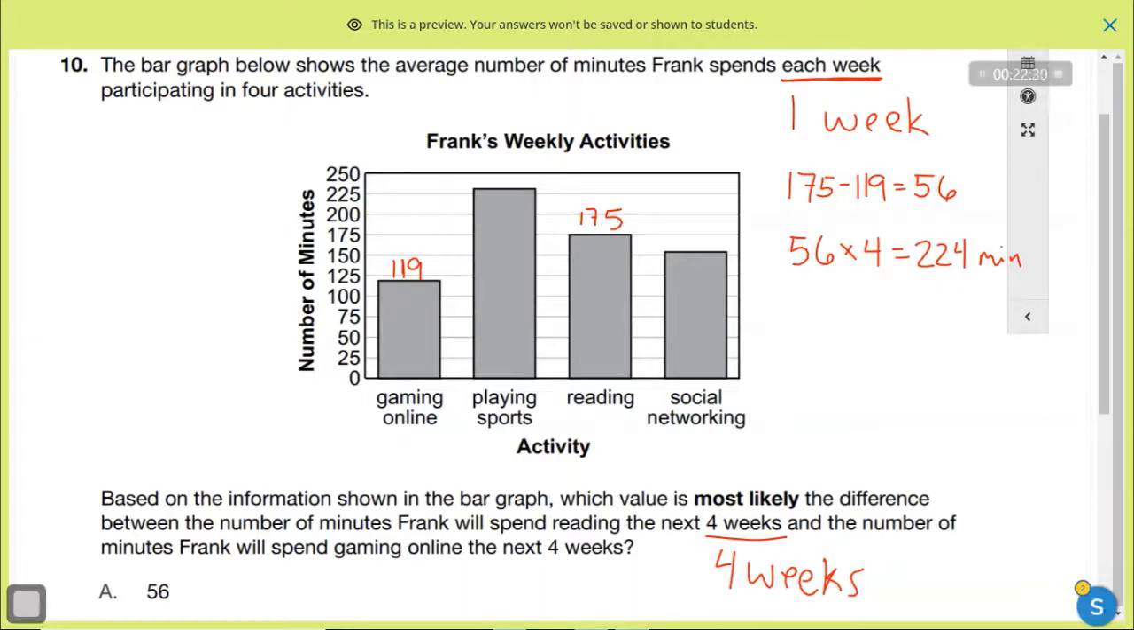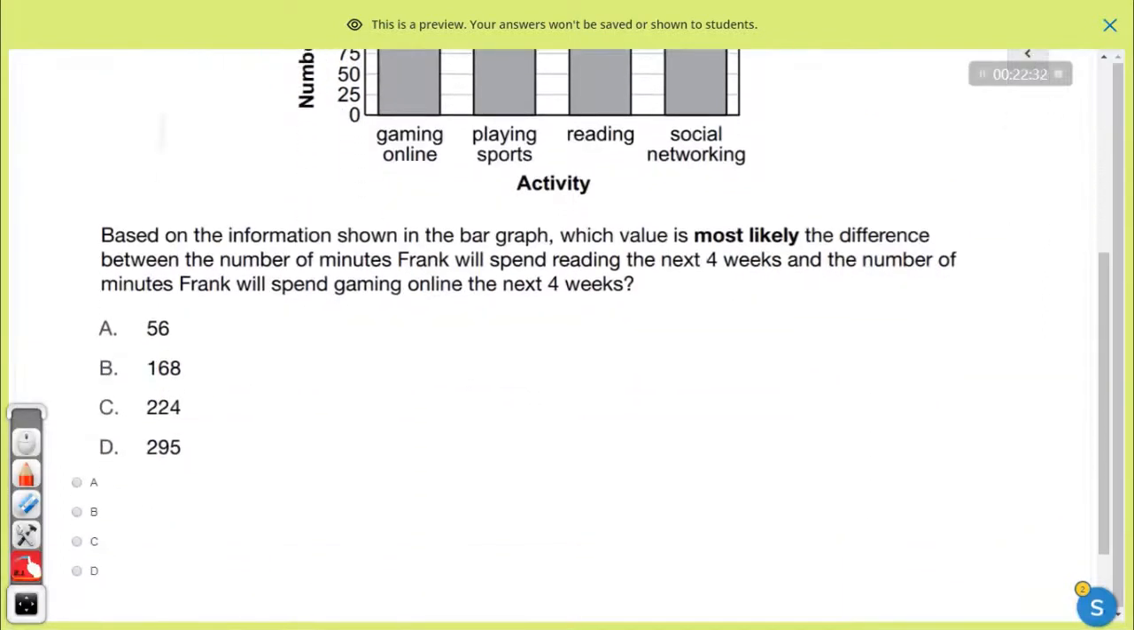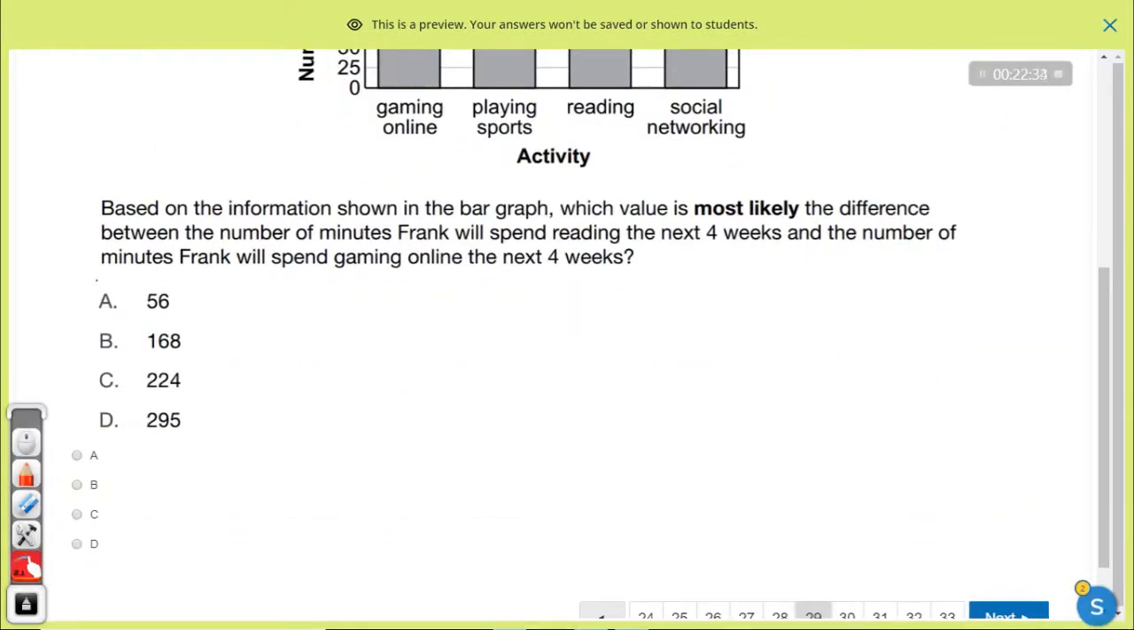All right, let's look at our options below. Notice they gave you 56 here. This one is a trick. They're trying to get you to do it for 1 week. But again, the key is that this was 4 weeks. And notice 224 is here.